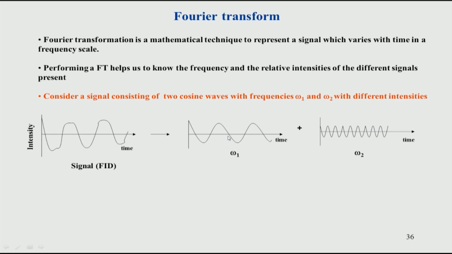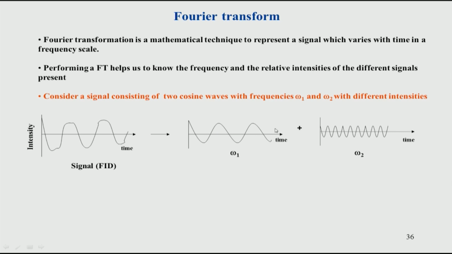So, what the hardware actually captures is the total of these two. If you combine these two as a simple addition, you will end up with something like this, which is just a schematic diagram showing the combination of these two signals. This is what is actually captured by the hardware, and now how do we find out the two frequencies which are present?